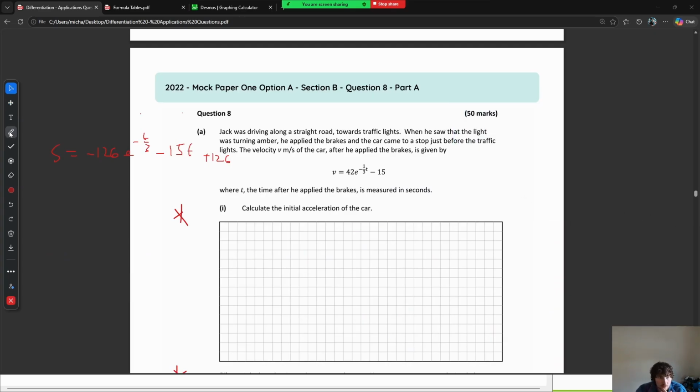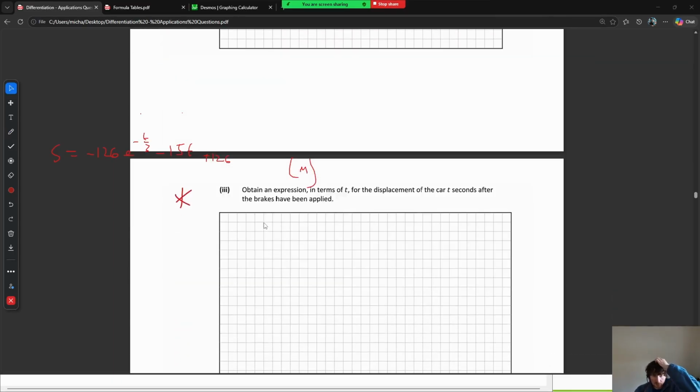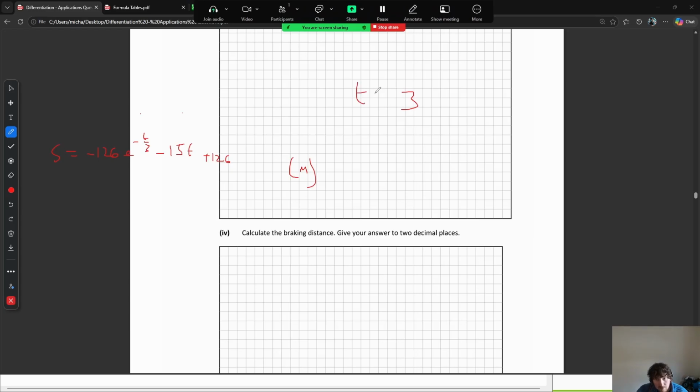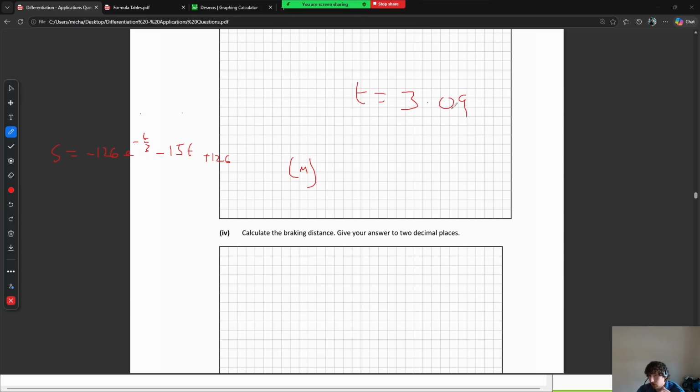Nice to write meters afterwards, just to tell the examiner that the formula is in meters. Okay, so basically calculate the braking distance. So I need to kind of remember my time. Hopefully I can scroll up. It's here, yeah. So we got a time before of 3.09, and we were told to round it to 2 decimal places, so we'll use the answer from before. So it takes 3.09 seconds for this car to come to a complete stop, right? So we can work out the braking distance.